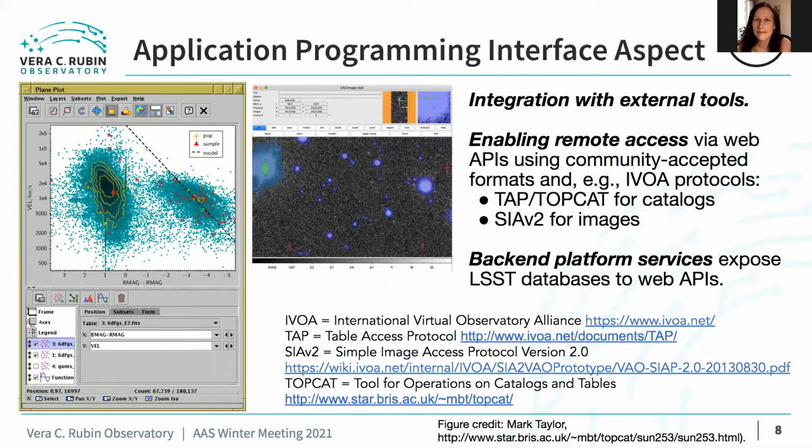The Application Programming Interface, or API aspect, provides remote access to the LSST data that enables integration with external tools. The API aspect will use widely adopted community-accepted formats and protocols, such as those defined by the International Virtual Observatory Alliance. Some users might be familiar with, for example, the Table Access or Simple Image Access protocols, or TOPCAT, the tool for operations on catalogs and tables. As a final note, the RSP also includes cross-aspect functionality. For example, the portal aspect's catalog browser and the notebook aspect's data visualization capabilities can be used in tandem.